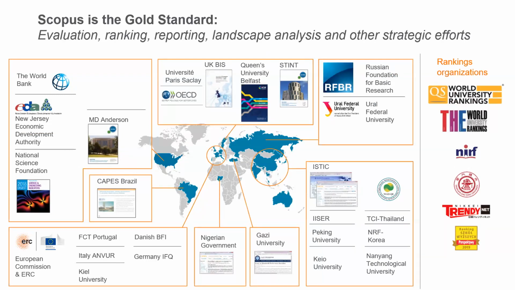Scopus, of course, is the gold standard. We generate the data and customize it for QS University Rankings, as well as Times Higher Education World University Rankings. Within Southeast Asia, we work very closely with the Thailand Citation Index and with Nanyang Technological University in Singapore. From a broader APAC perspective, we work very closely with Beijing University in China, Shanghai Jiao Tong University, the NRF in Korea, and Keio University in Japan. And of course, globally, we work together with the OECD, Université Paris-Saclay, the National Science Foundation, the World Bank, etc.